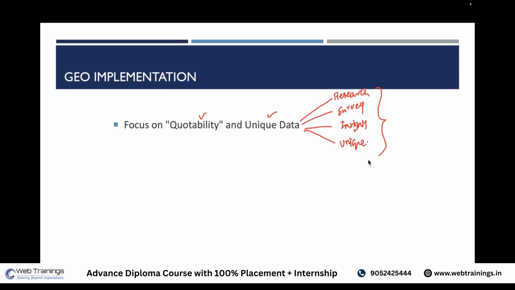So that way, if your website has it, for example, if you take a website like Statista, this is basically a website which has a lot of stats. That website is quoted a lot in the GEO system. So you have to focus on quotability. Whatever content we are writing, it should have something original, something valuable, which can be quoted in the GEO system. That's the first point you have to remember.